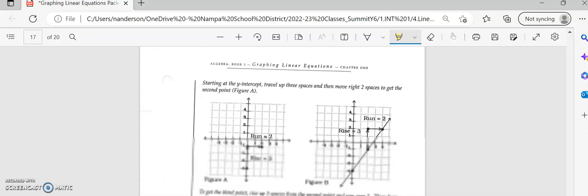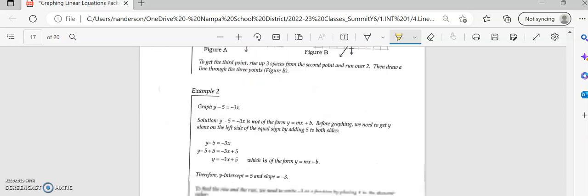So we go on the picture on page 17. We are going to rise 3, as you can see right here, and run right 2. That's our new point. Then we can follow it again, rise 3, run 2, and we get another point, and we've got a graph. That's what we're looking to do. Example 2 does the same thing, and so I'm going to work over to page 18.